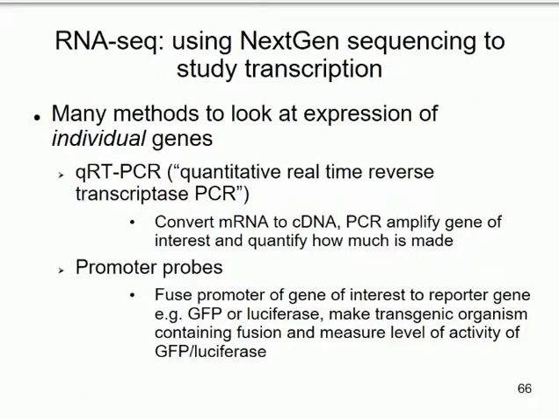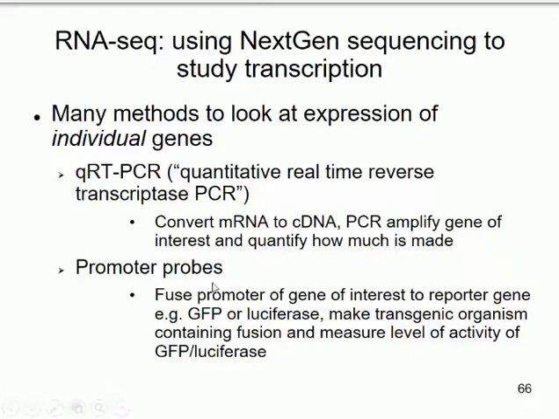Quantitative real-time reverse transcriptase PCR is a bit of a mouthful, but it's a very commonly used method for looking at gene expression, which essentially uses PCR. You start off by taking messenger RNA, you turn it into DNA using reverse transcriptase, which is the enzyme that turns RNA to DNA, and then you can use primers for your gene of interest in a PCR reaction to measure how much DNA there is corresponding to your gene.